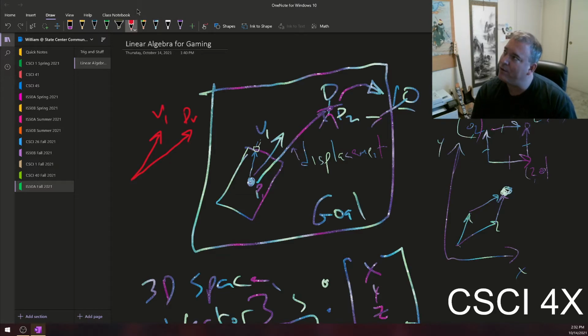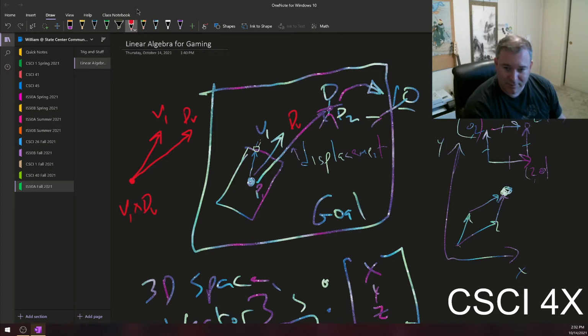We might need to normalize. Let's see. Should probably normalize these down to unit vectors, but either way. So are we going to get a positive number or a negative number if we do this? If we say v1 cross product with the displacement vector. This is the displacement vector here. Are we going to get a positive number or a negative number?